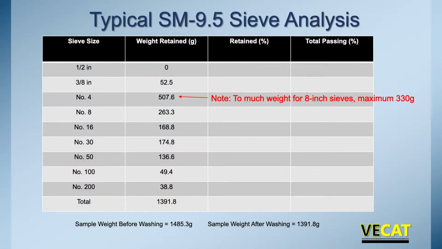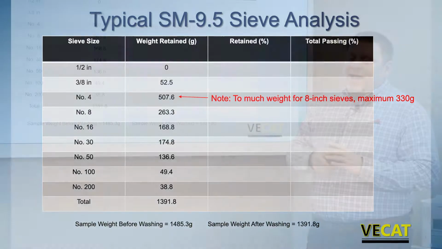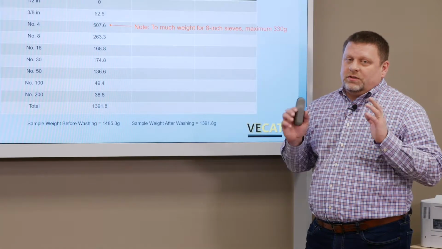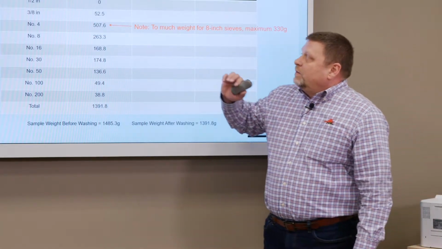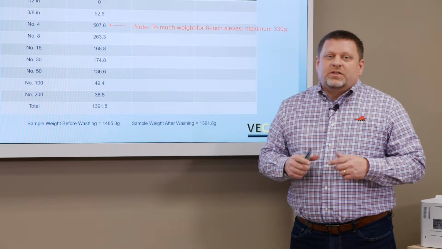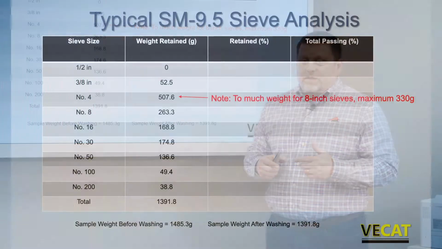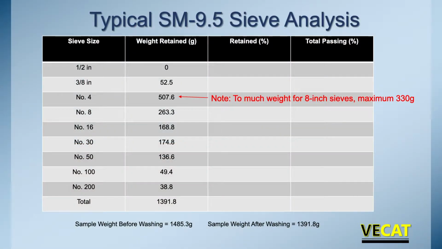This is probably one of Mike's pet peeves, because when I spent some time in the past working in the lab, I saw this overlooked continuously. There is a limit of the amount of material that can be retained on any one sieve. And if you're dealing with 8-inch sieves, this is a very typical gradation for an SM 9.5.